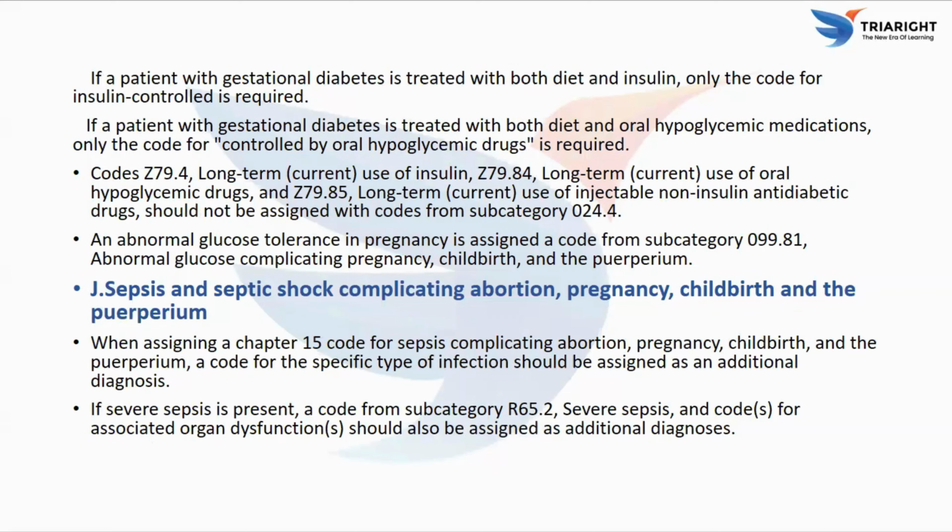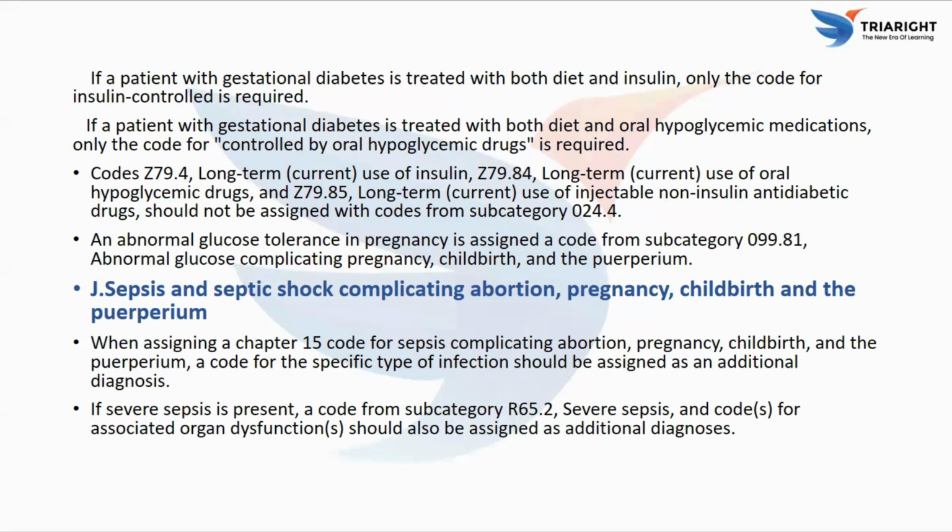So what are the coding rules for gestational diabetes? Gestational diabetes can be controlled in different ways. The coding must show how it is controlled. If it is treated with both diet and insulin, you have to use only the insulin control code, because insulin control is stronger and more specific. If it is treated with diet and oral hypoglycemic tablets, you have to use only the oral control code, because medication control overrides the diet control.